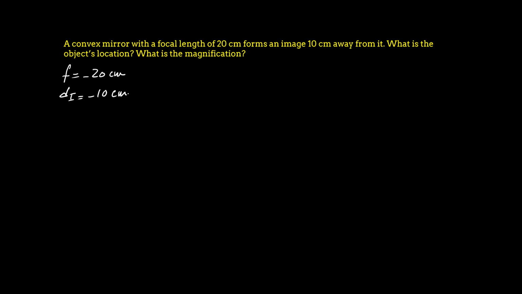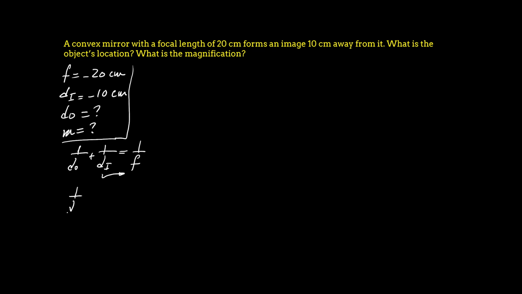What is the object's location? In other words, what is DO? And what is the magnification? So let's compute DO. So again, 1 over DO plus 1 over DI is 1 over F. Bring DI over. And now that's what we're going to get. Again, we did this in both lenses and the mirror. It's the same type of equations. We're going to get something like this.